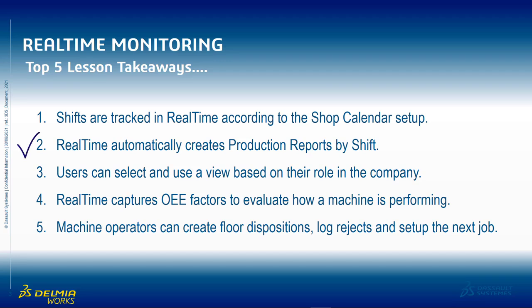Secondly, real-time automatically creates those production reports by shift, as we saw. Nobody has to go in there and manually add a shift. When the shift is completed, real-time signals to our production reporting module and creates that shift report automatically, so then we can go in, make adjustments, and then post it to the system, making the changes for inventory, labor reporting, and machine reporting. Third, users can select and use a view based on their role in the company.